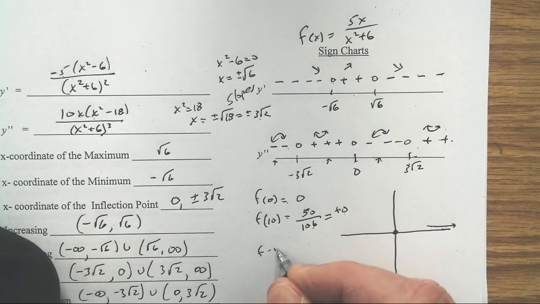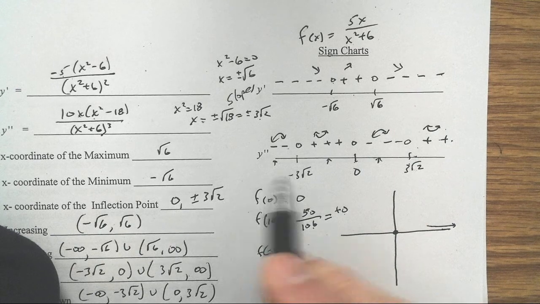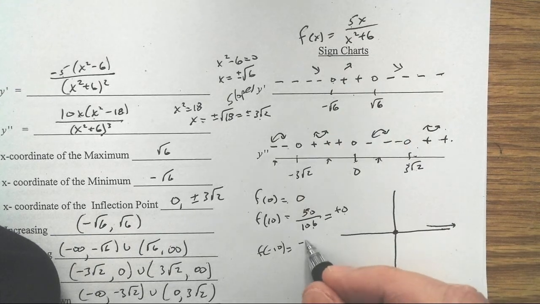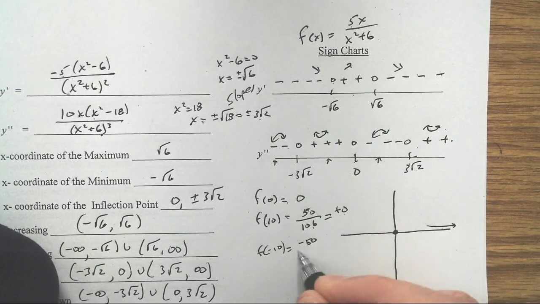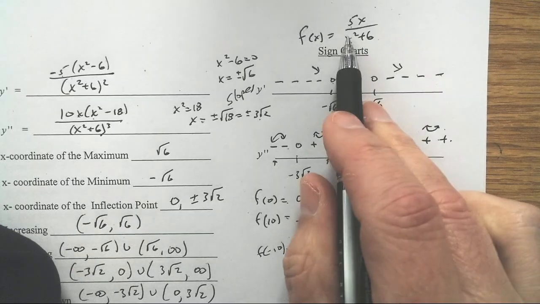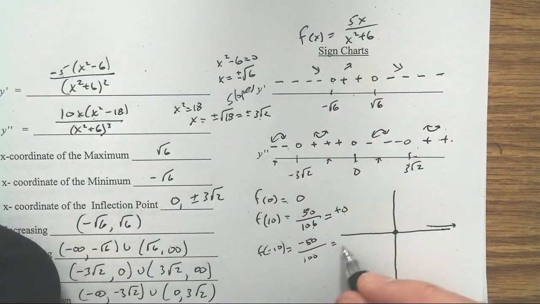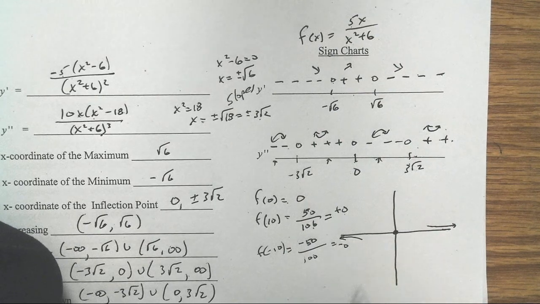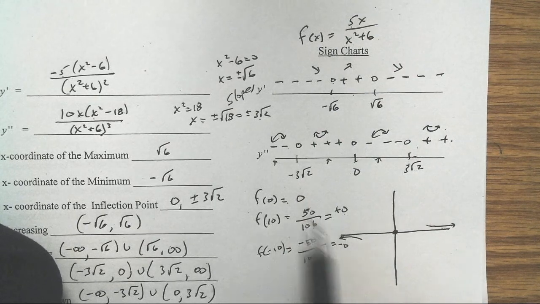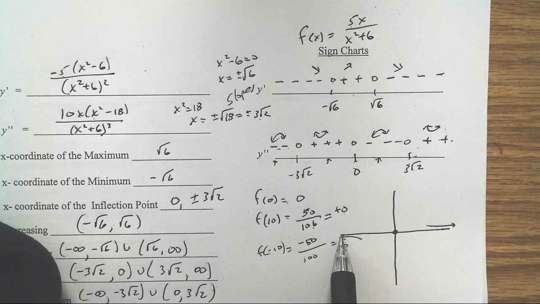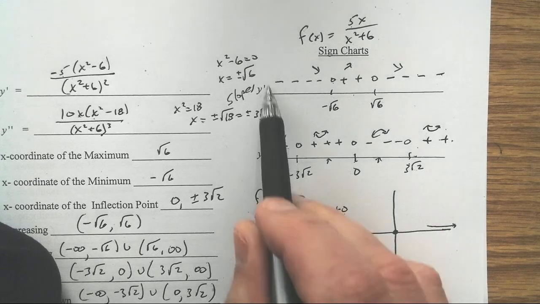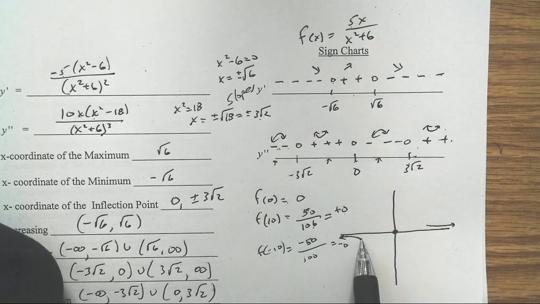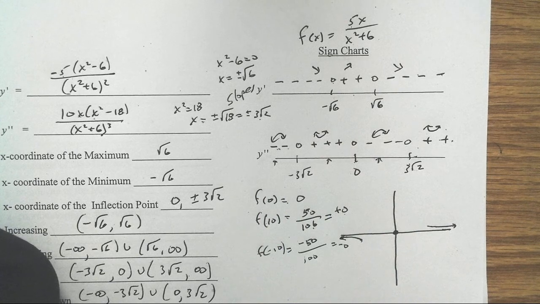Let's go f of negative 10. We get negative 50 on 106. Wants to be negative 0. Wants to be coming in like this. Let's take a look. That's cupping down, and the slope is negative. I know it's going up to the left, but it's going down as it goes to the right.